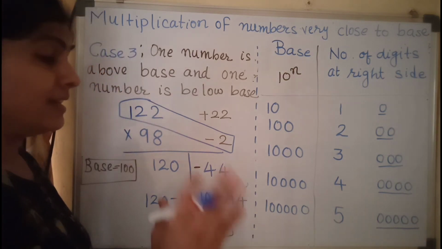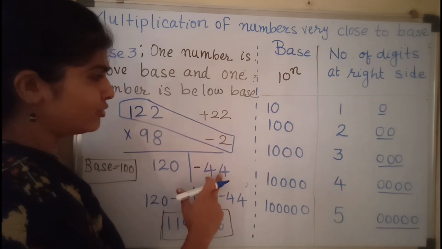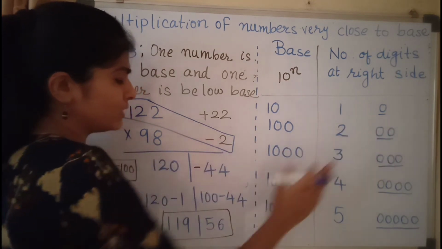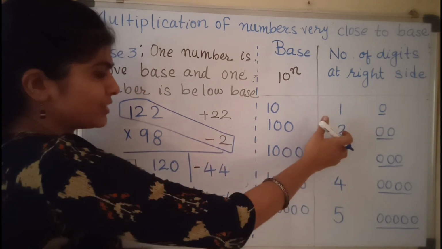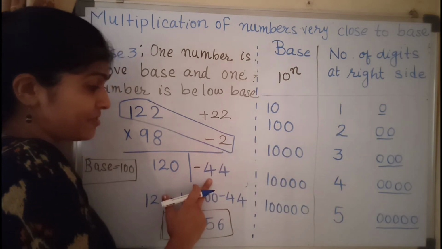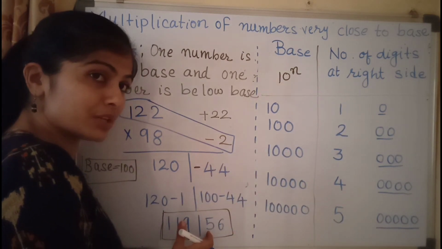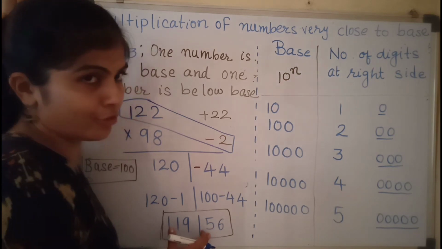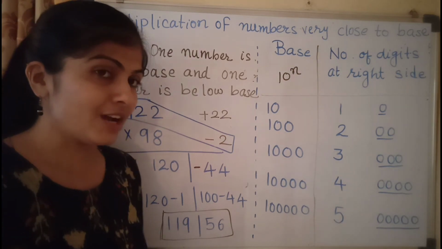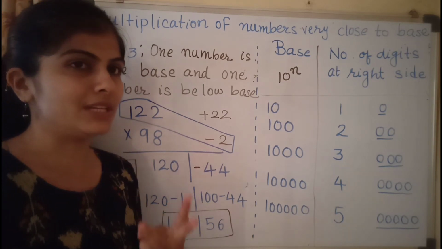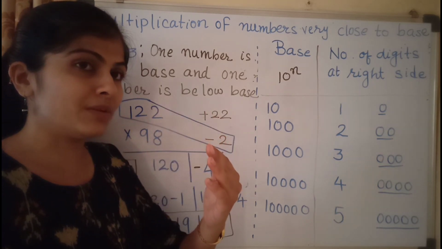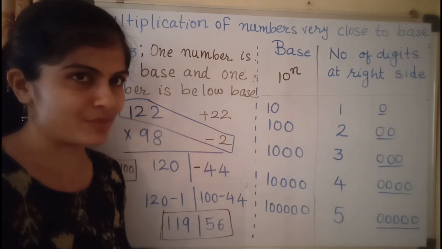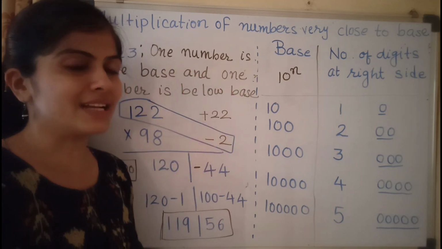Okay, and let's check one more rule. Here you can see that our base is 100. So how many digits should there be? There should be 2 digits, right? Because of 2 zeros, there should be 2 digits on the right hand side. Here there were 2 digits, and after doing the subtraction also we are getting 2 digits. So yes, our answer is right. We can follow it. So till now we have discussed 3 cases: both the numbers above base, both the numbers below base, and one number above and one number below. So all these 3 cases are considered.